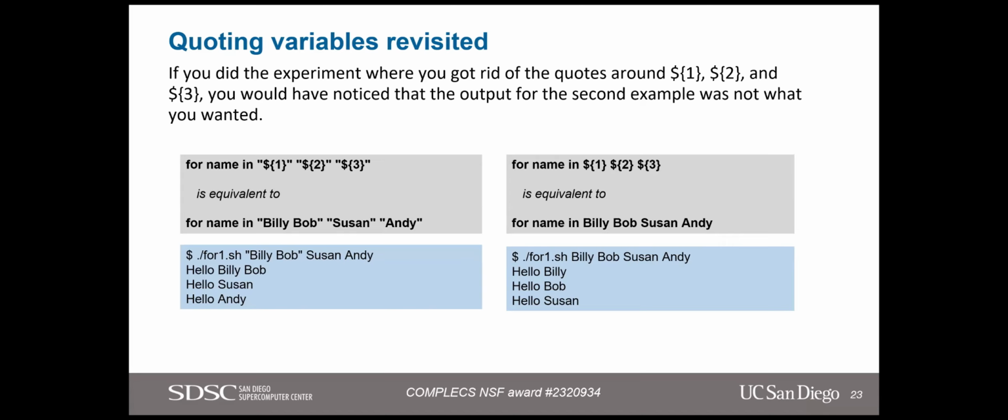If you get rid of the quotes, then it doesn't know that Billy Bob is one name. So it's going to return hello Billy, hello Bob, and hello Susan. And again, because we explicitly asked for the first parameter, second parameter, and third parameter, we're not going to see Andy at all.